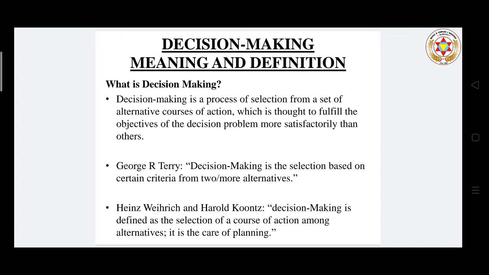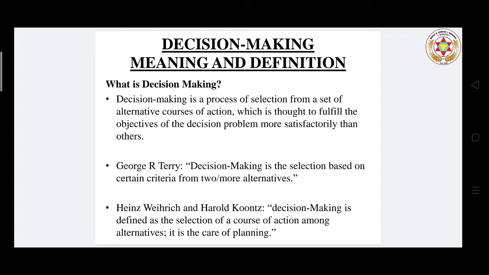It says in all organizations, whether big or small, decisions are made, and through decisions the gap between the existing situation and the desired situation is reduced. So basically, decision making is reducing the gap between the existing situation and the desired situation, what you want or how you want to achieve those objectives. So basically, decision making is a process of selecting from a set of alternative courses of action which is thought to fulfill the objectives of the decision problem more satisfactorily than others.